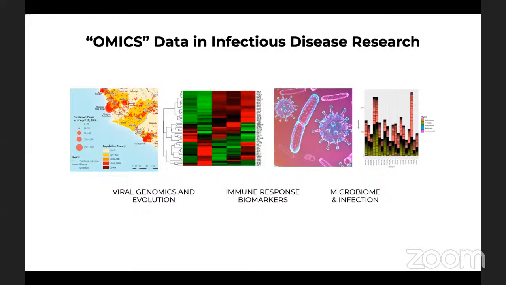We will briefly touch on viral genomics and evolution, gene expression patterns, transcriptomics that was discussed, detection of significant genomic variants, as well as look into the microbiome and the virome communities in a host. That will help us to find those important associations with disease susceptibility and outcomes.